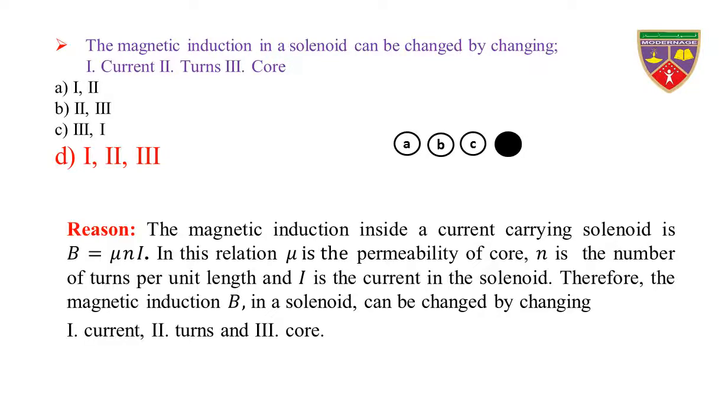Reason. The magnetic induction inside a current carrying solenoid is B = μnI. In this relation, μ is the permeability of the core, n is the number of turns per unit length, and I is the current in the solenoid. Therefore, the magnetic induction B in a solenoid can be changed by changing 1. current, 2. turns, and 3. core. Hence, option D is correct.